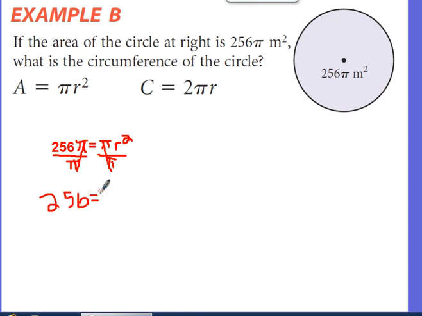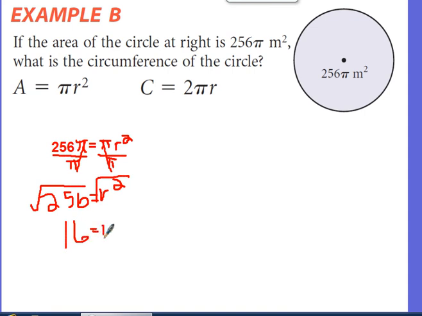equals r squared. And that's an easy solve. 16 is going to be r. You just got to do the square root if you can't do that off the top of your head. And you get 16 equals r.